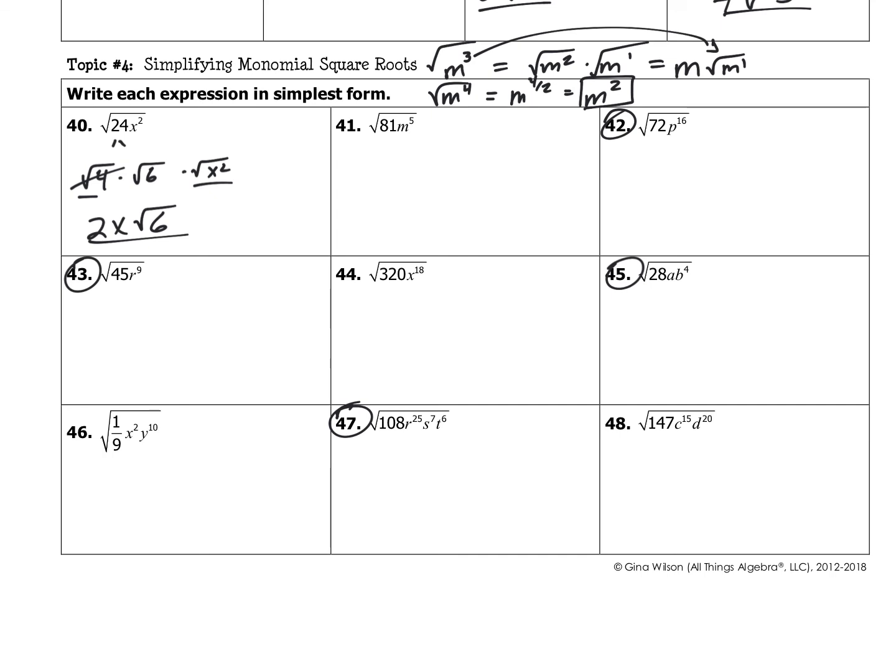Okay, so I've circled the ones that I want you to do: 42, 43, 45, and 47. I'm going to work out the rest.